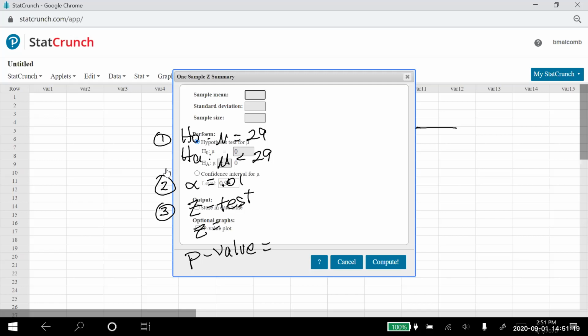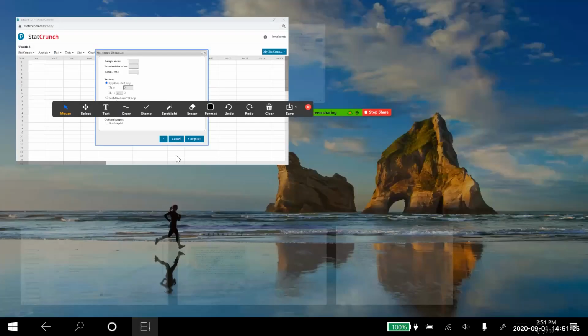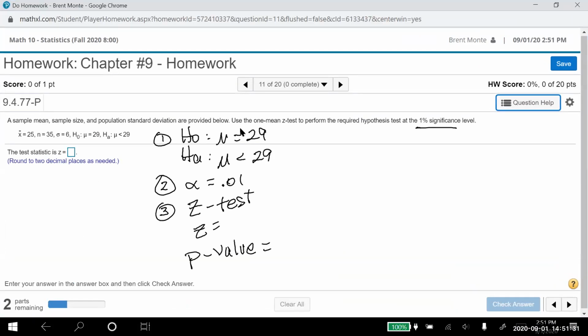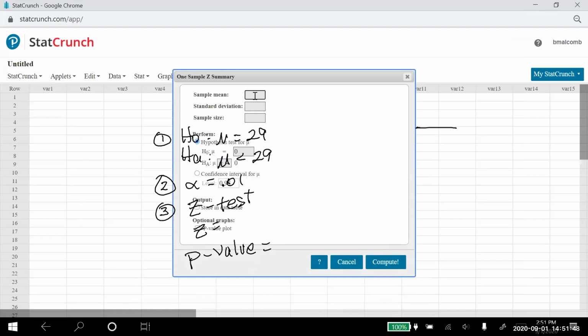So I'm going to go back real quickly since I can't see it from this page. And I'm going to pull back what they gave me for those numbers. So let's see. They're telling me the mean, x bar, the sample mean is 25. So let's go back, put all these in. I've got n is 35. I've got sigma 6. Those are the only values I need. Let's go back in. So the sample mean, 25. The standard deviation was 6. And the sample size was 35.